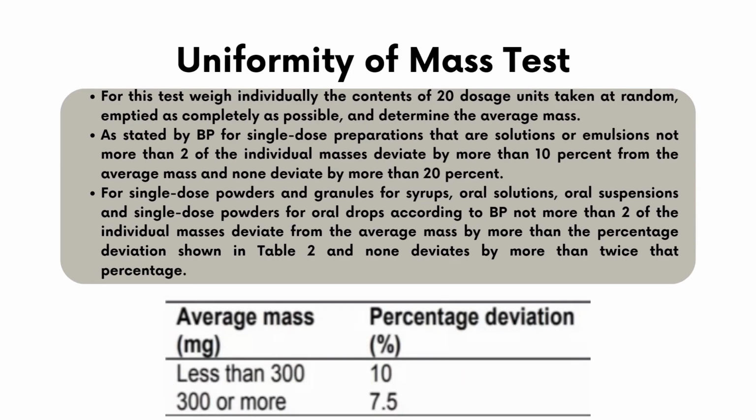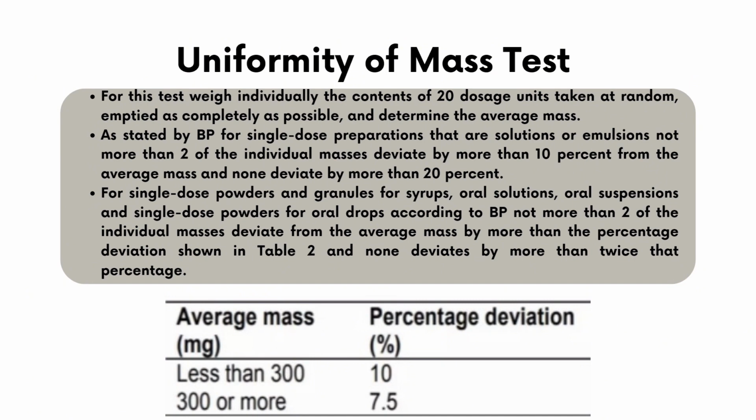Second, uniformity of mass test. For this test, we weigh individually the content of 20 dosage units taken at random, emptied as completely as possible, and determine the average mass. As stated by British Pharmacopoeia, for single dose preparations that are solutions or emulsions, not more than 2 of the individual masses deviate by more than 10% from the average mass, and none deviate by more than 20%.